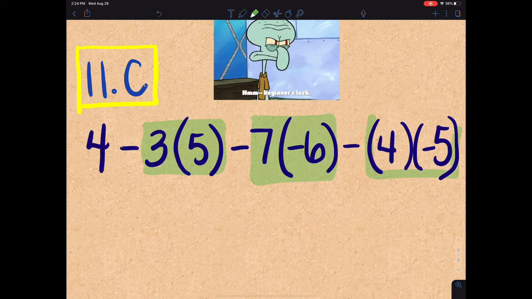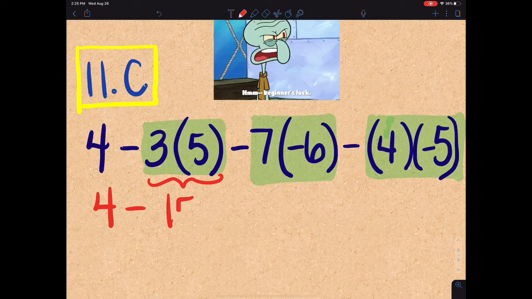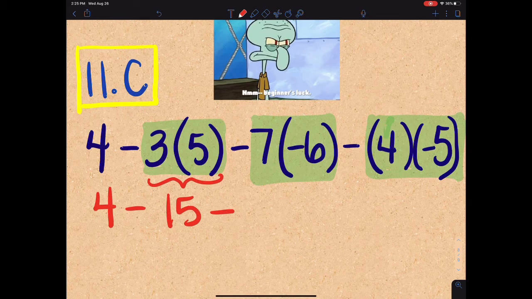If this is hard for you, then please let me know because I will find a different way to explain it to you, and then we'll go over it. But since you've been getting 100% on your math, I'm not going to explain it any further for now. So I'm just going to simplify. 4 minus 15 is there, minus, and then 7 times 6.